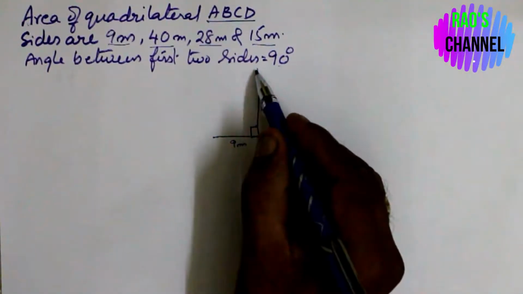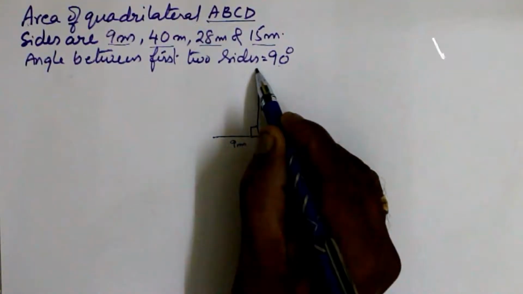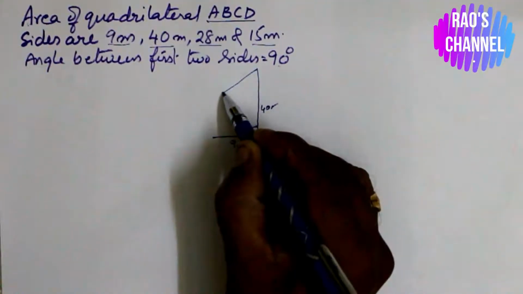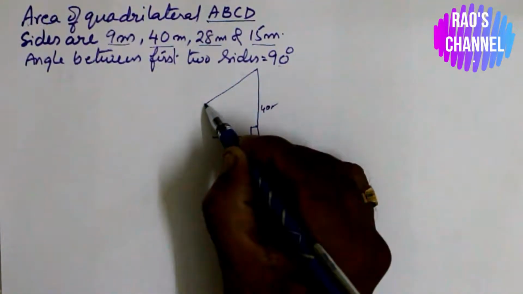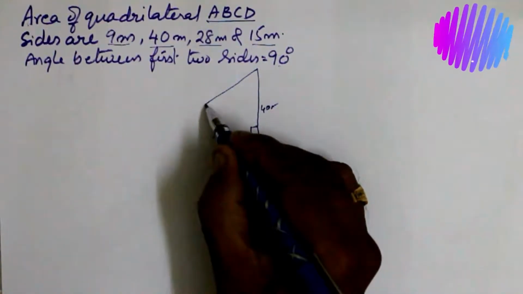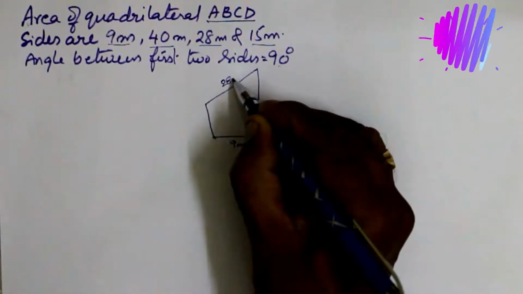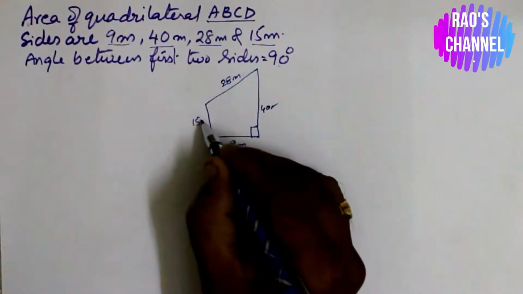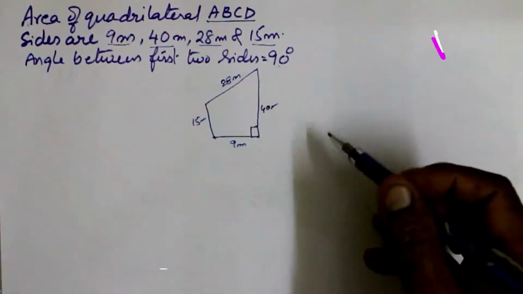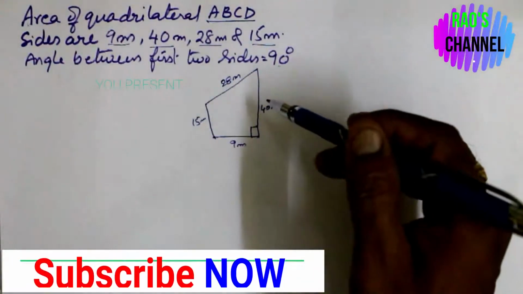The third side is 28, and the fourth side is 15. 28 meter, 15 meter. You have to find the whole area of the quadrilateral.